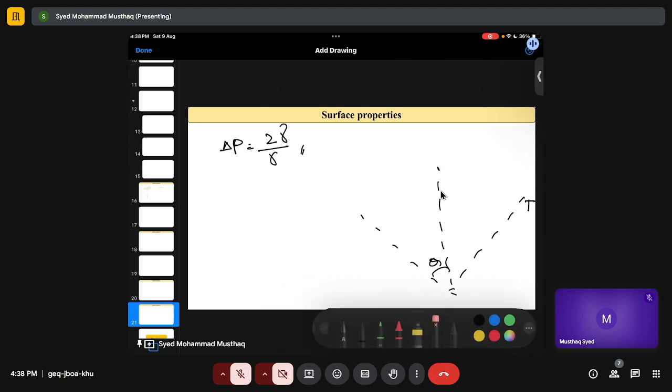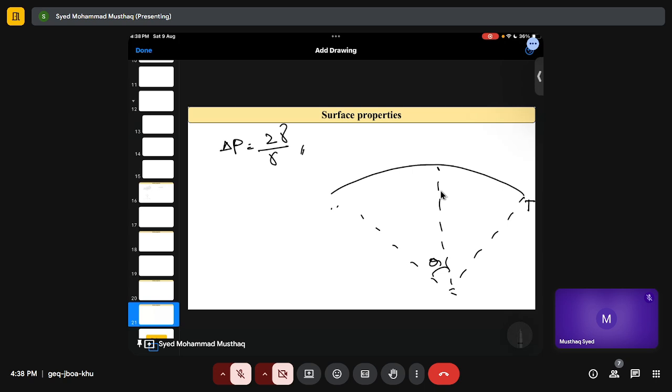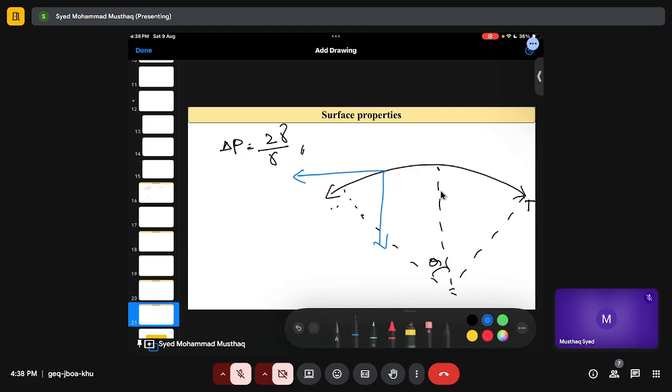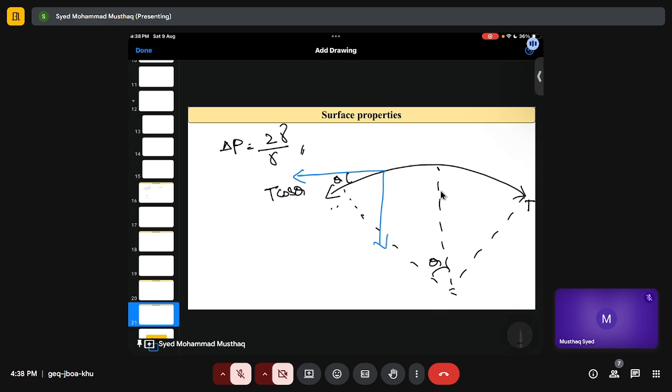Let's draw it nicely so that you can understand. Tension. Okay. Now moving on. Now let's resolve this part. Now if this is theta, then this will be theta, right? And this will be t cos theta, and this guy will be t sin theta, and the same goes for here also. Okay, so let's balance the horizontal forces, and there is pressure.